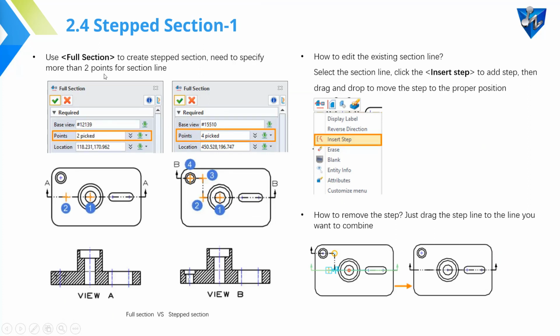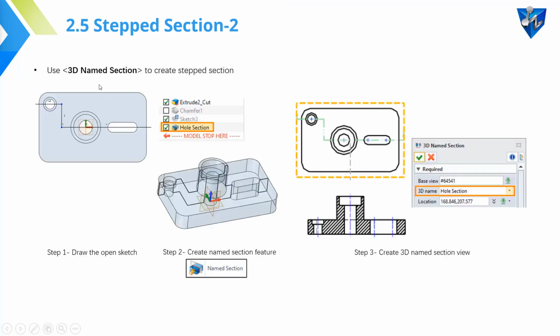We need to specify more than 2 points for the section line. Of course, we can edit the existing section line, remove the step. And also another way to create this step section is using a 3D named section. So the steps include 3. First, draw the open profile in the sketch, and then create name section feature in the modeling workspace. And in the final, we use the 3D name section to create the view.